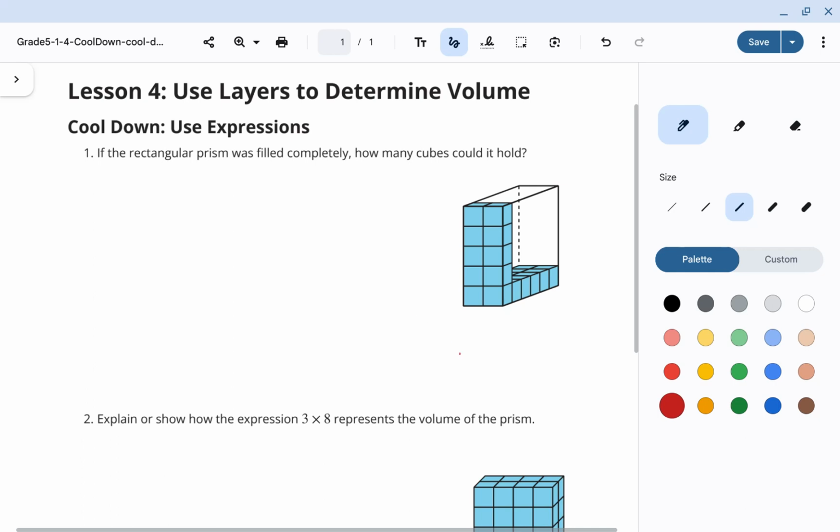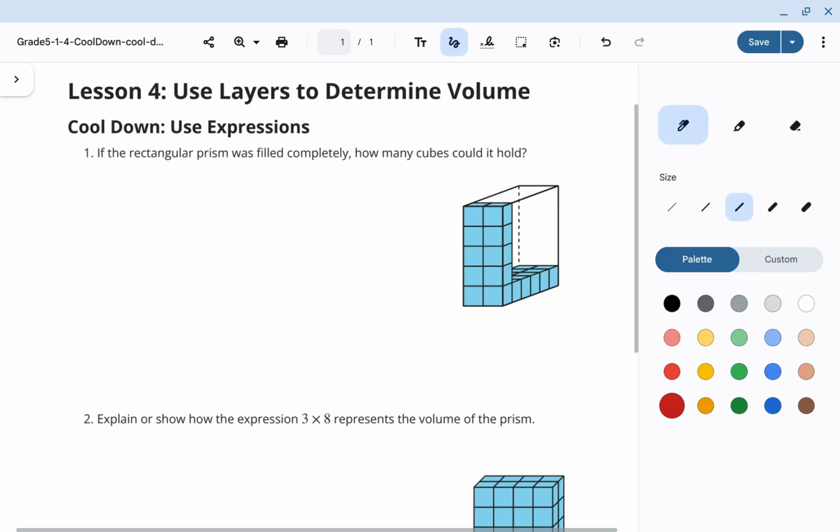Good morning, mathematicians. We're looking at lesson 4 for unit 1. We are thinking about layers and how those layers can help us to determine volume. So in number 1, it says, if the rectangular prism was completely filled, how many cubes could it hold?